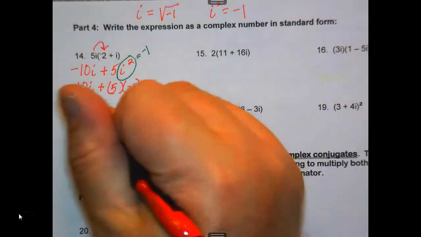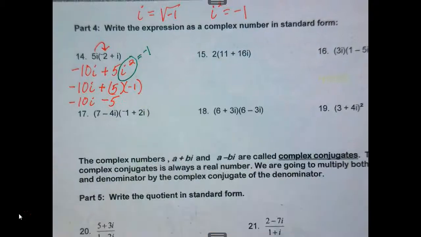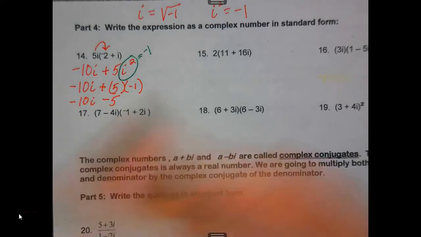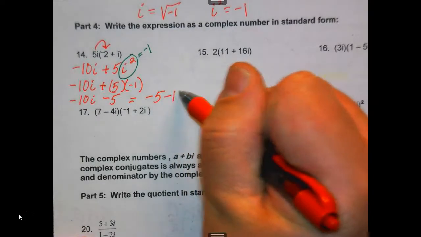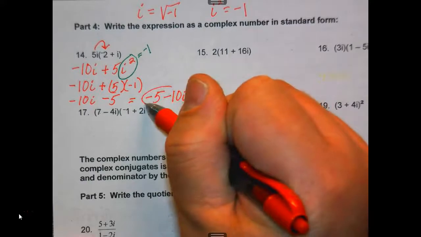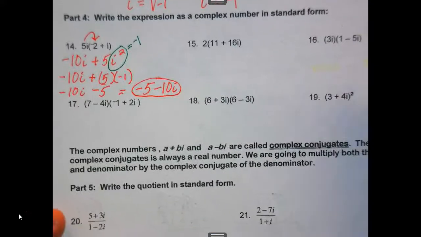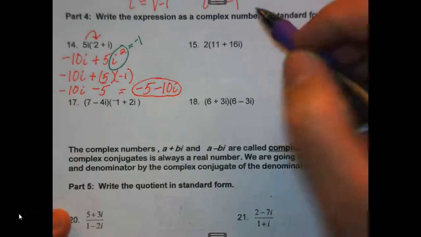So I get -10i minus 5. And please don't write it that way. You got to put it in right order. So -5 minus 10i is our proper order. Rational number first, imaginary second. ¿Comprendes?